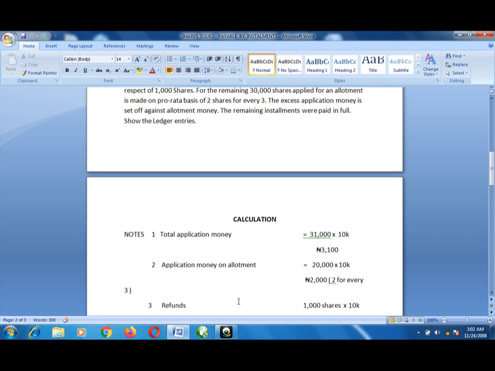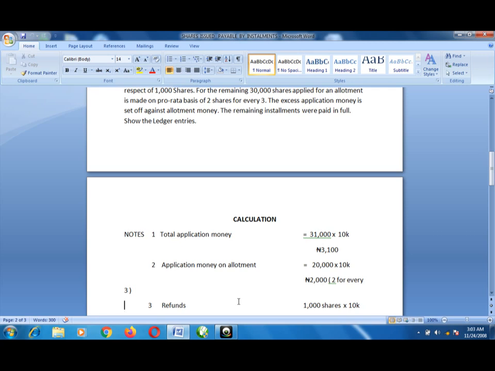Application was received for 31,000 shares. A refund of money is made in respect of 1,000 shares. For the remaining 30,000 shares applied for, allotment is made on a pro rata basis. When you have excess application money, it is set off against allotment money, and the remainder requires installment payment.